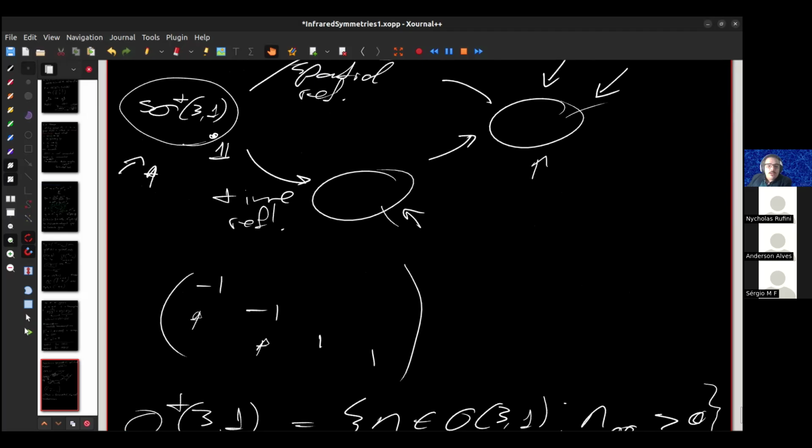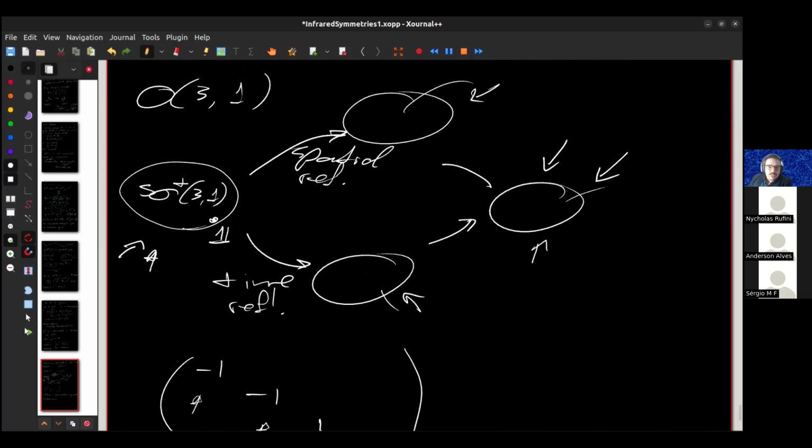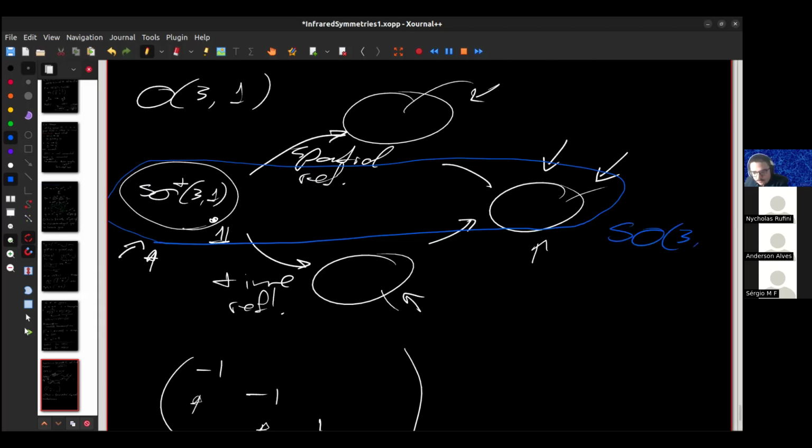So who are each of these guys in here? So we have SO plus, which is this guy. Let me just make some confusion. So this guy here in blue, this guy is SO(3,1).